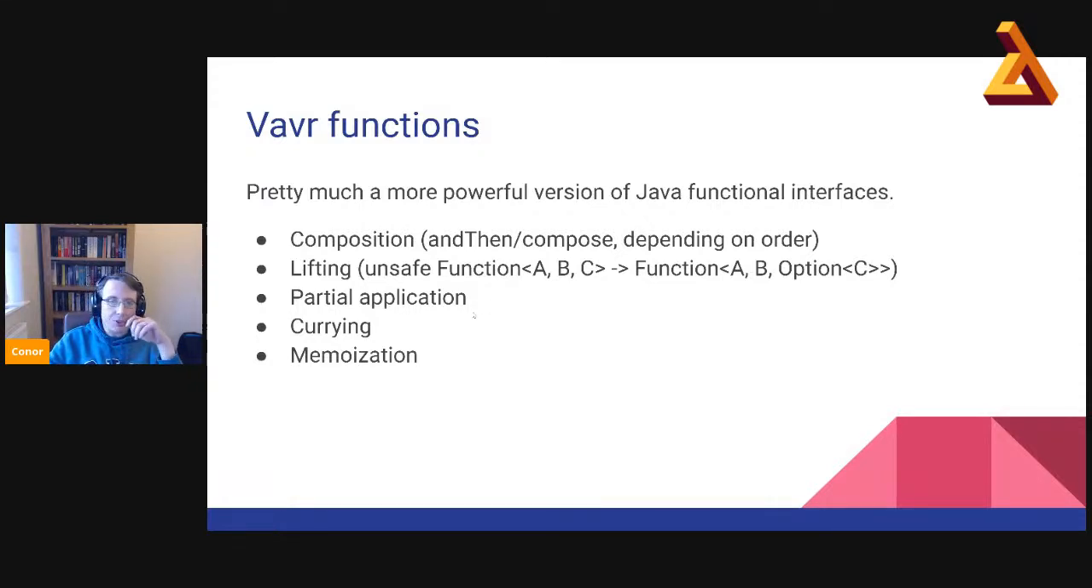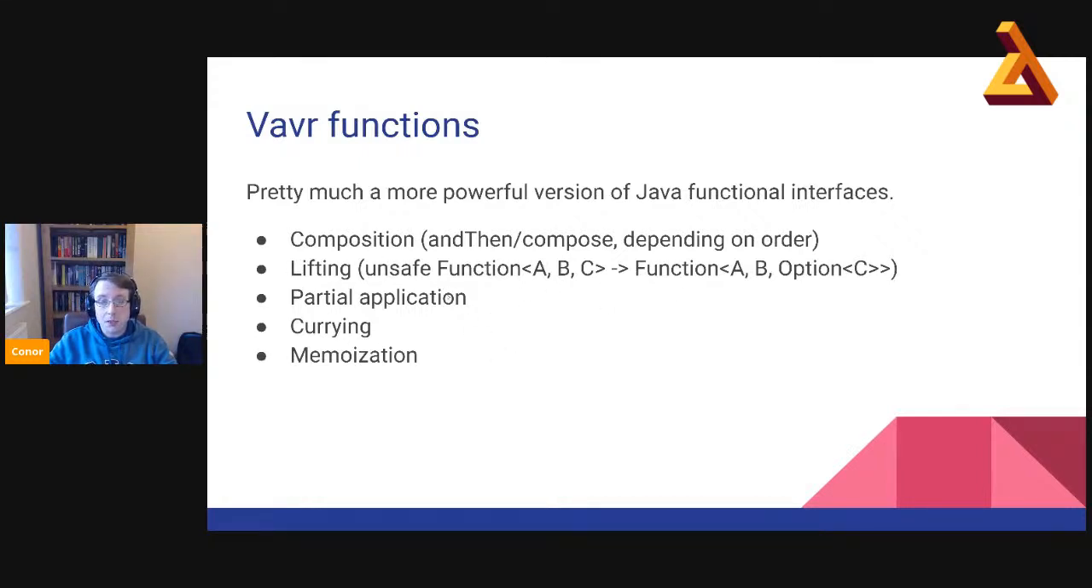But the Vavr functions give you lots of nice properties that you want to use with your functions, like function composition, which is pretty easy. I mean, you can do this in Java as well, but it's not nearly as simple. So depending on the order you want to compose your functions in, you can just do function1 andThen function2, or function1 compose function2, depending on which way around you want them to fire.